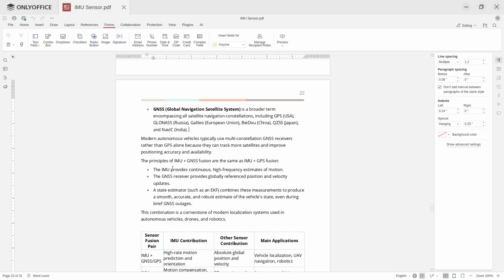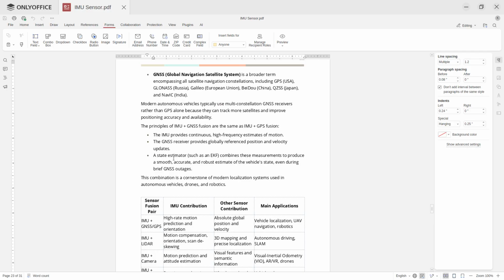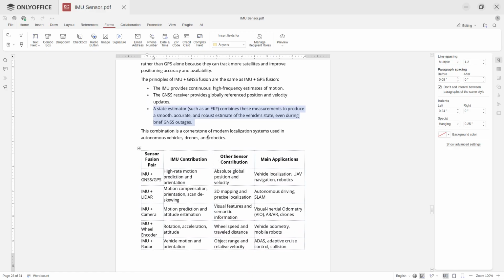The principles of IMU plus GNSS fusion are the same as IMU plus GPS fusion. The IMU provides continuous high-frequency estimation of motion. The GNSS receiver provides globally referenced position and velocity updates. A state estimator such as an extended Kalman filter combines these two measurements to produce a smooth, accurate and robust estimate of the vehicle's state even during brief GNSS outages. So you have two sensors, and the outputs of these two sensors are generally given to an extended Kalman filter, and with its help you get to know the vehicle's state, and you can find the next states. This combination is a cornerstone of modern localization systems used in autonomous vehicles, drones and robotics.